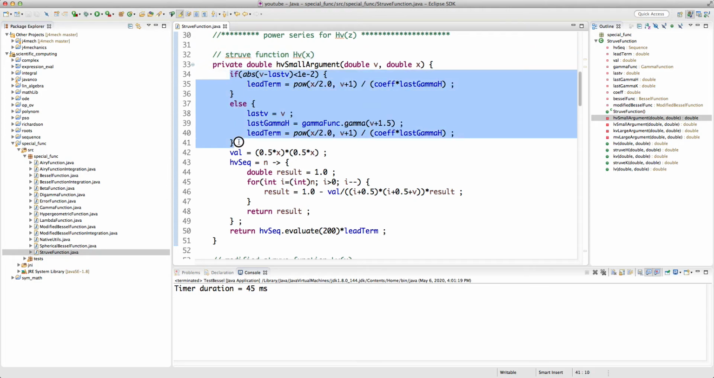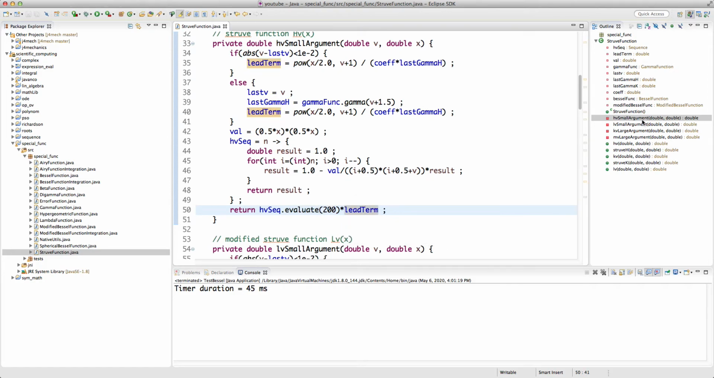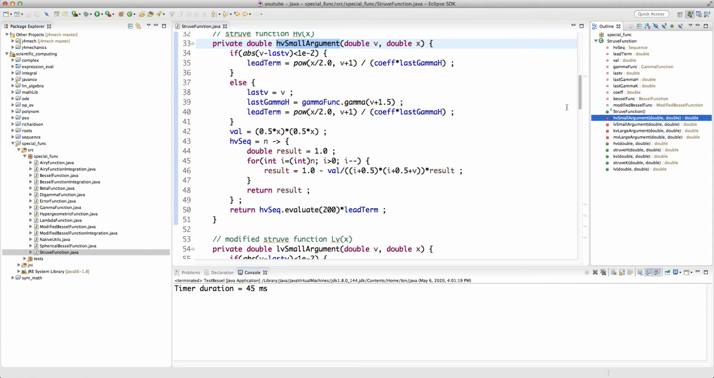All right. So this is the small argument expansion for the H_nu, as we saw it in the PowerPoint slides. We are caching the value of the gamma, last gamma, and if the nu is not changing, we're not evaluating this gamma function many times. And then this is our recursive sequence, and we evaluate it at 200 terms and multiply it by the lead term. All right. So this is H_nu for a small argument.